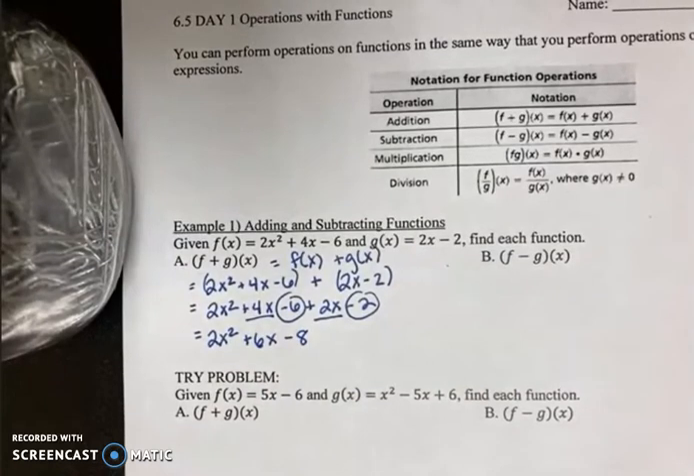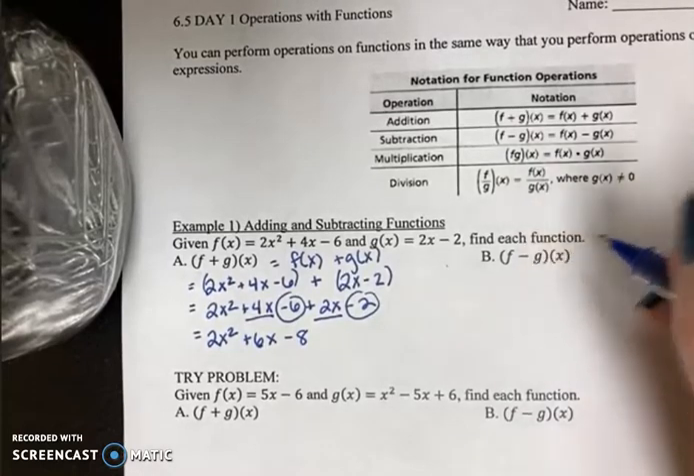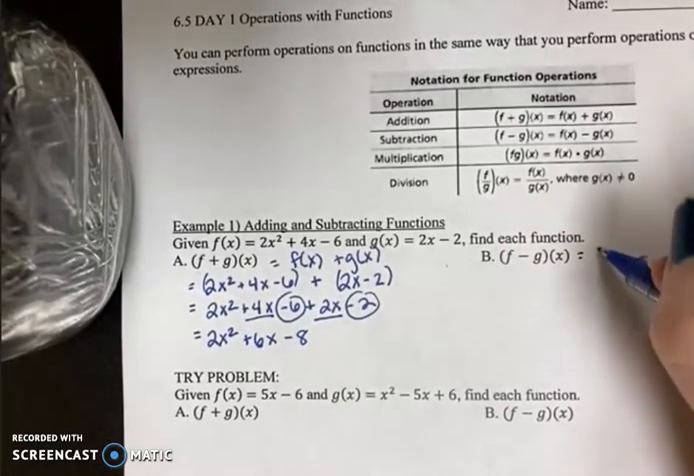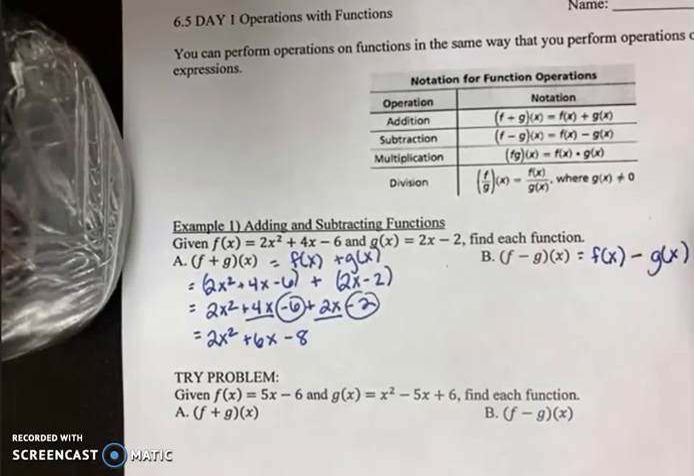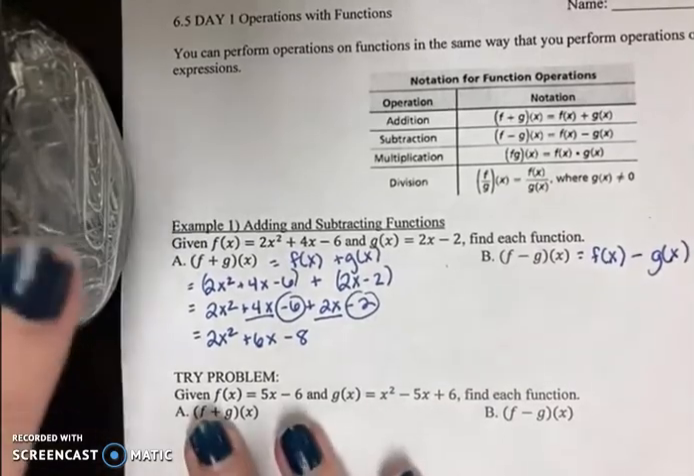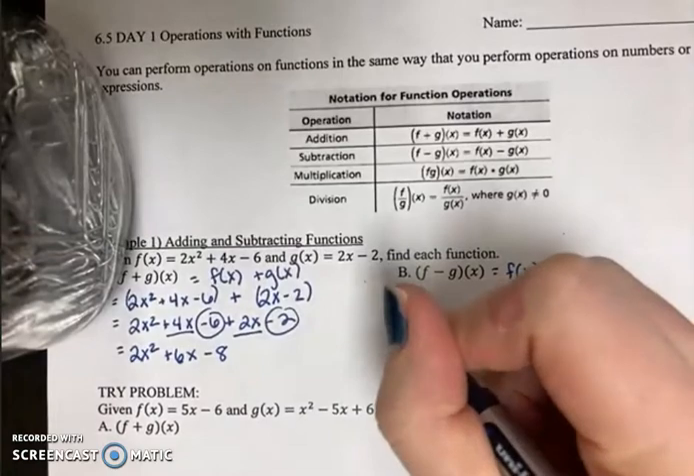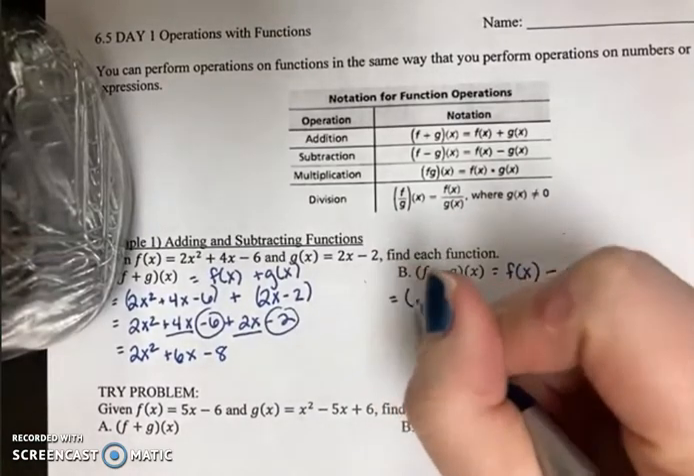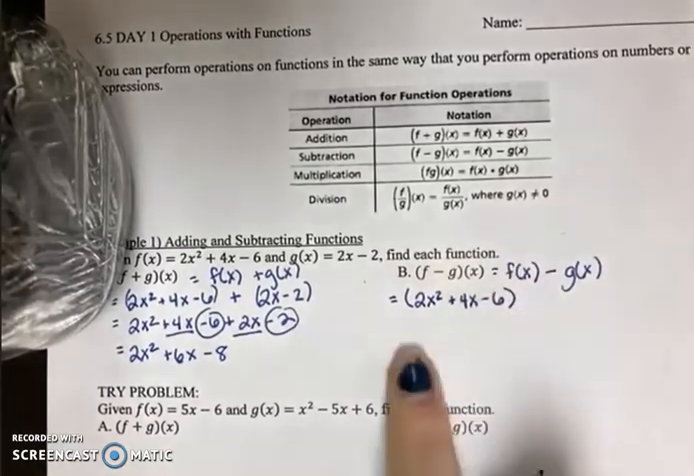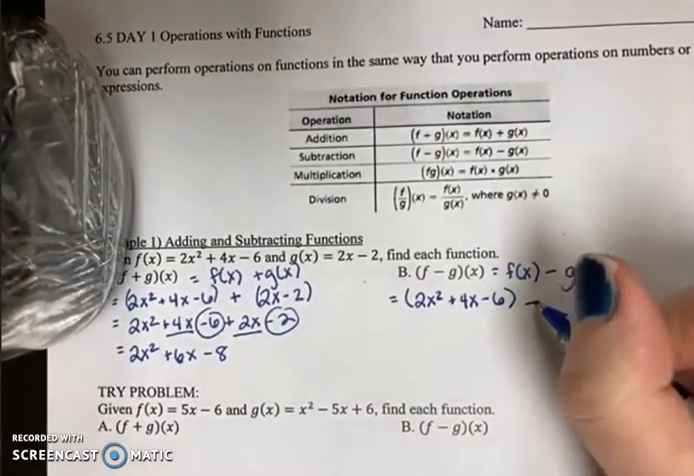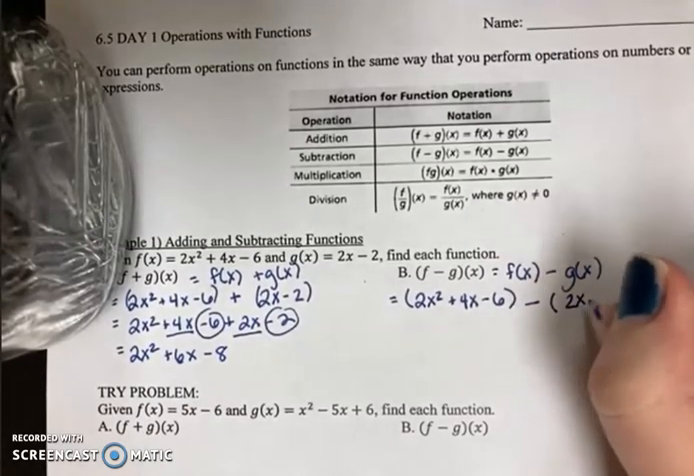And that's it. However, if we have something like b, which is f minus g of x, that means we're going to write our f of x function and subtract our g of x function from that. Now what we have is our f of x in parentheses, 2x squared plus 4x minus 6. That whole function I'm going to subtract g of x from. So g of x is 2x minus 2.